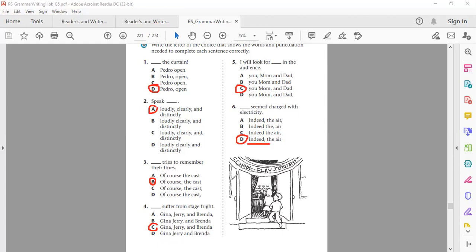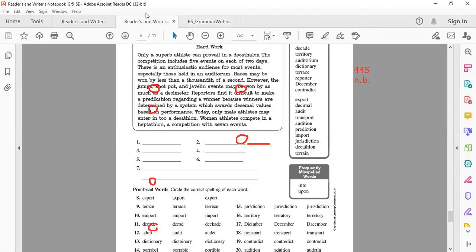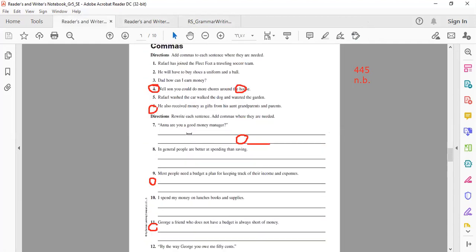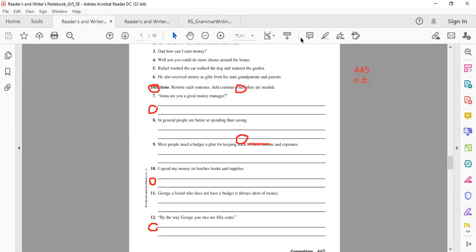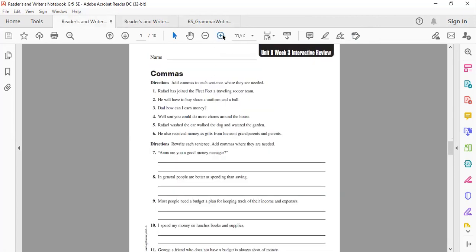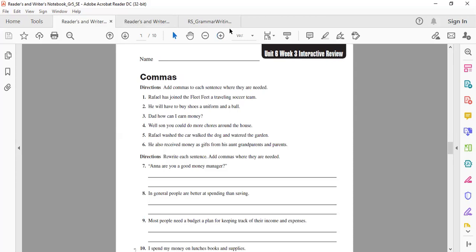Okay, if you finish, my girls, go to the notebook and open page 45. Opened it. Okay, let's go for page 45. So add a comma to each sentence where they are needed.